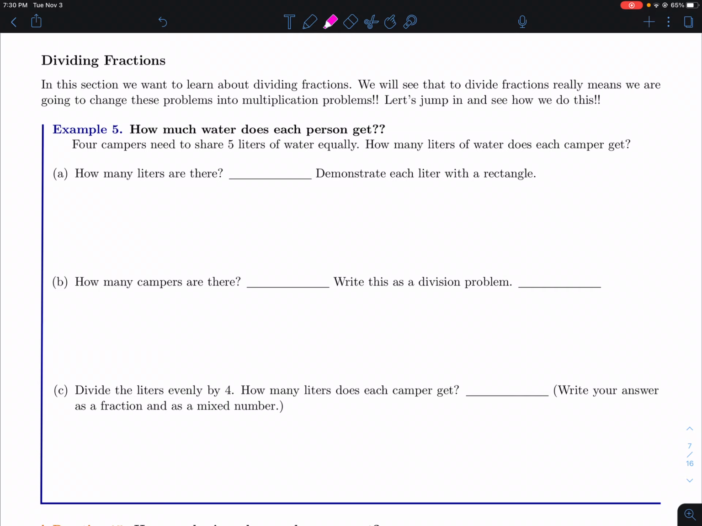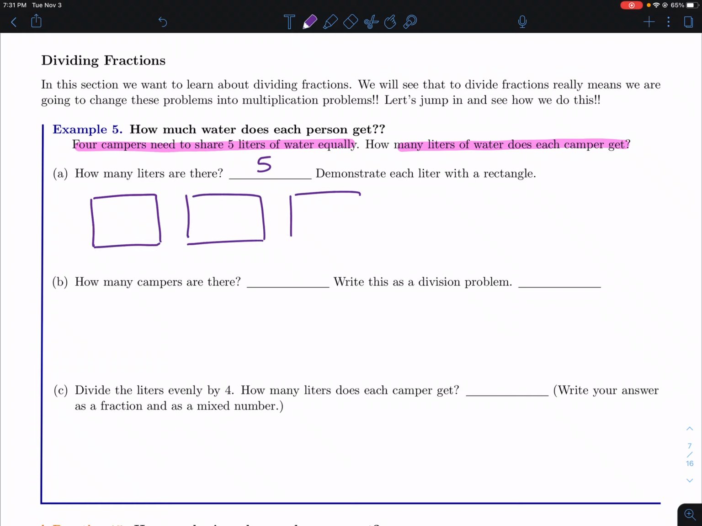So in this case, our problem states 4 campers need to share 5 liters of water equally. How many liters of water does each camper get in this case? So first thing, how many liters are there? So we've got 5 liters of water total. And so let's represent each liter of water with a rectangle. So in this case, I'm going to draw, so there's 1 liter of water. There's a second liter, third liter, fourth liter, and a fifth liter of water.